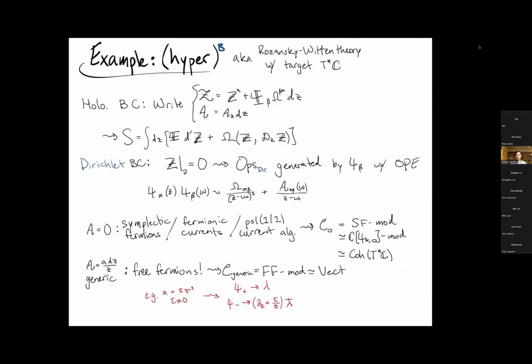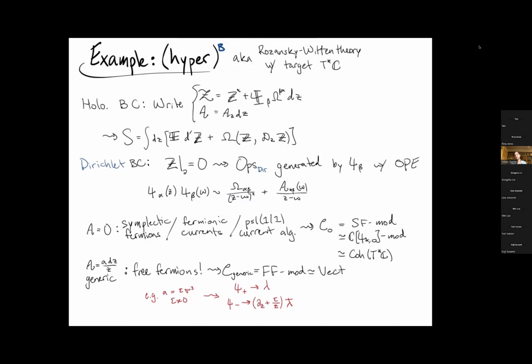But the punchline is that if you look at the same sort of holomorphic Dirichlet boundary condition you saw in Chern-Simons theory, this as well will give you a boundary vertex algebra for this hypermultiplet example. And you might remember way back less than 24 hours ago, I said that this theory is actually a Chern-Simons theory based off of the PSL(1|1) super Lie algebra. And perhaps unsurprisingly, the boundary vertex algebra we get is a PSL(1|1) current algebra, also called a symplectic fermion VOA or fermionic currents.